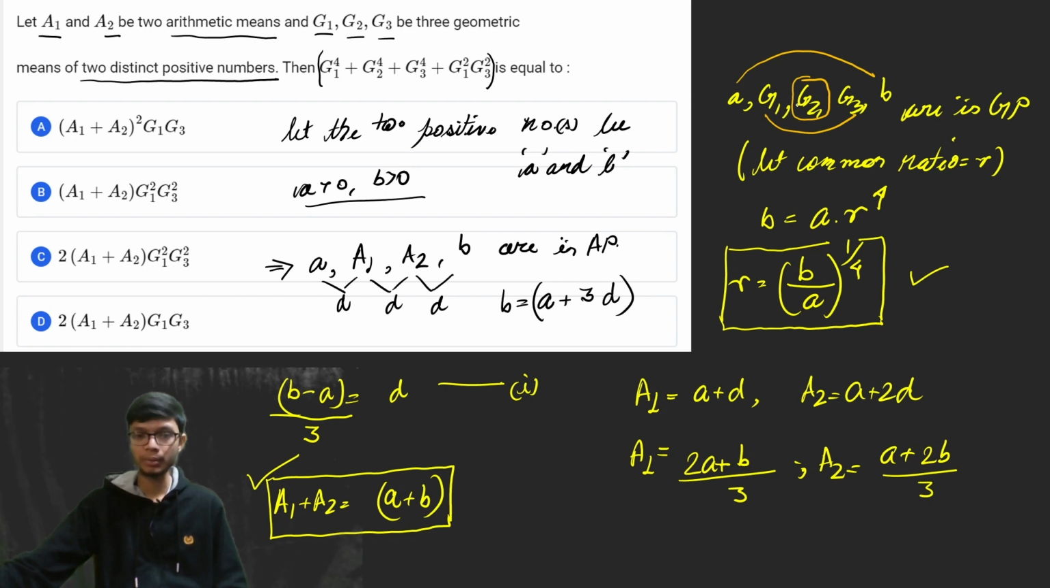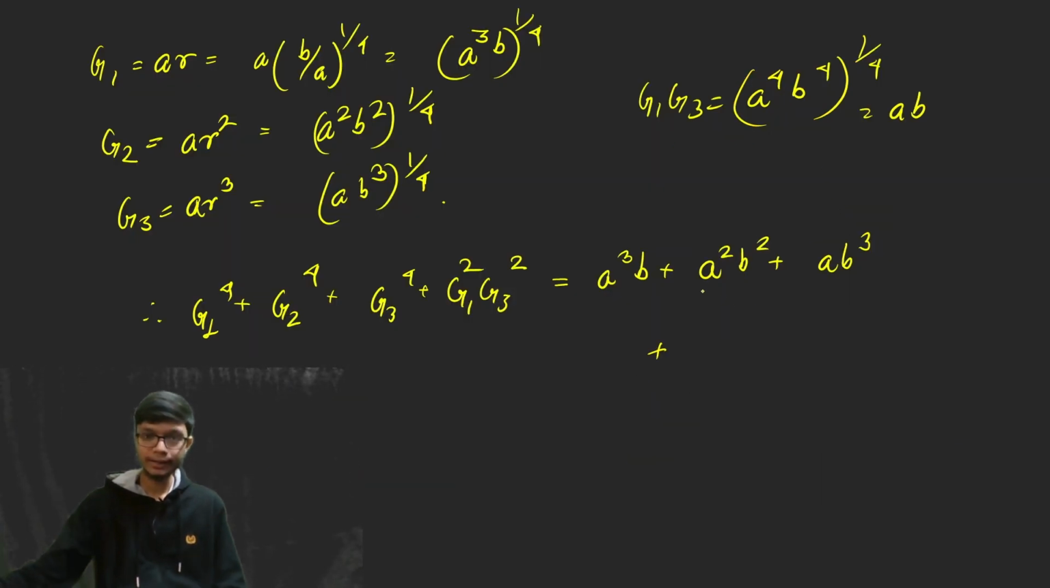These are very, very important properties, similar to the properties of the AP. Okay, in AP we just need to sum the equidistant terms, and in GP we need to take the product of the equidistant terms. So I hope you will remember these important properties. So from there I can write this G1 G3 as A into B, and whole square will be A square B square, A square B square.